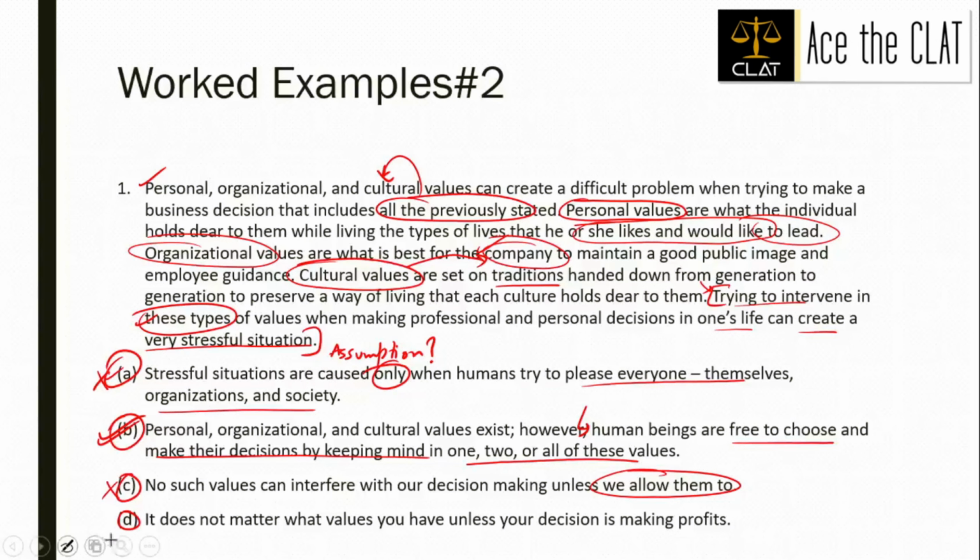And finally, option D is also not correct, because it says it does not matter what values you have unless your decision is making profits. Again, making profits is not mentioned in the argument. This is an irrelevant option. Also, no such values can interfere is irrelevant, and it is extreme as well.